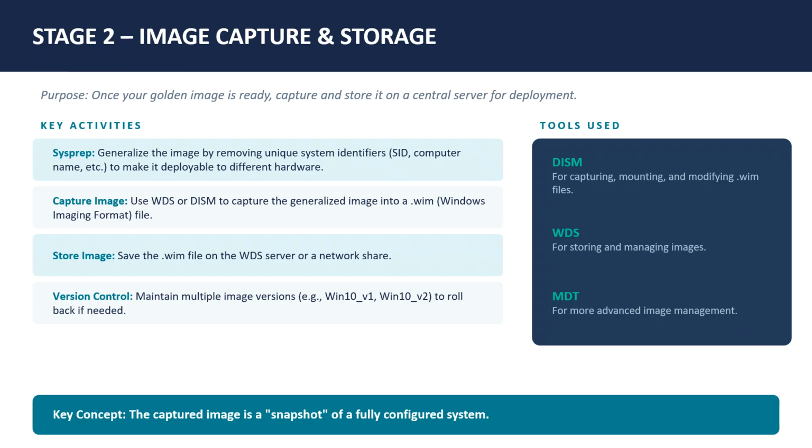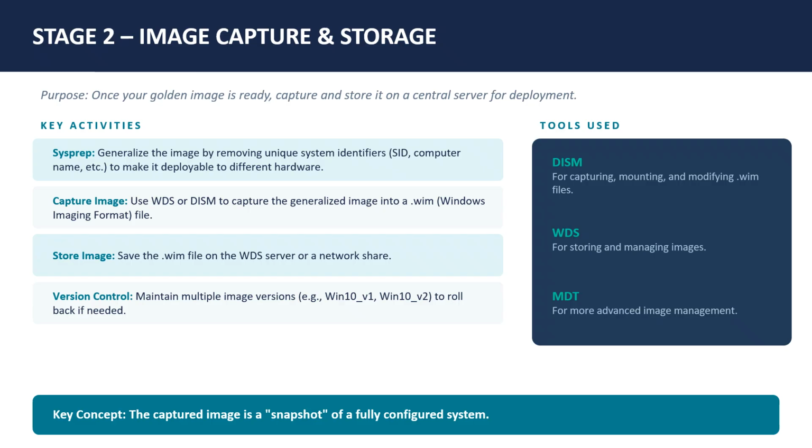This .wim file is then stored on your WDS server or a network share. It is also good practice to maintain multiple versions of your image, for example, Win10_v1, Win10_v2, so that you can roll back to an older version if a new update causes problems. The key concept here is that the captured image is a snapshot of a fully configured system, ready to be cloned to many machines. Now we reach stage 3, which is network booting using PXE.